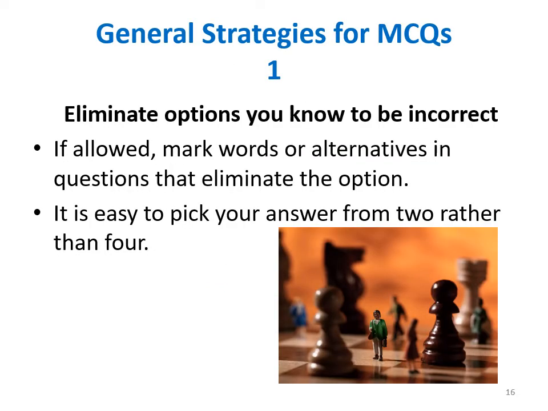Right. Now we are going to talk about some strategies to choose the correct option in MCQs. Number one, we have done that, but now they are summarized. Eliminate options you know to be incorrect. If allowed, mark words or alternatives in the question that eliminate options. So first of all, remove the nonsense options or irrelevant options. It is easy to pick your answer from 2 rather than 4, as I said earlier.